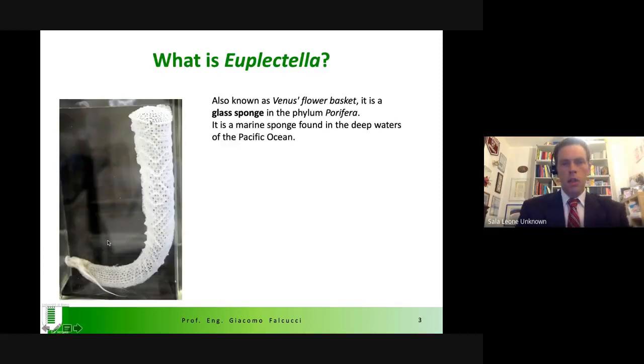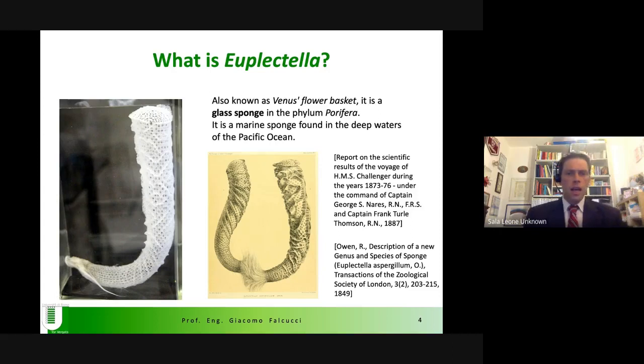This is Euplectella aspergillum. It is also known as Venus flower basket, as it is written here. It is a glass sponge of the phylum Porifera, and it is a marine sponge, a rigid structure, which dwells in the bottom of the oceans, the Pacific Ocean, especially in the most southern part towards the Antarctica. It was catalogued in the late 19th century.